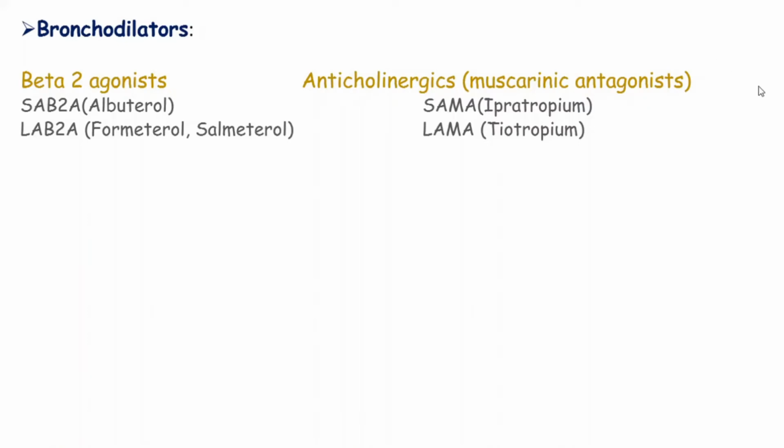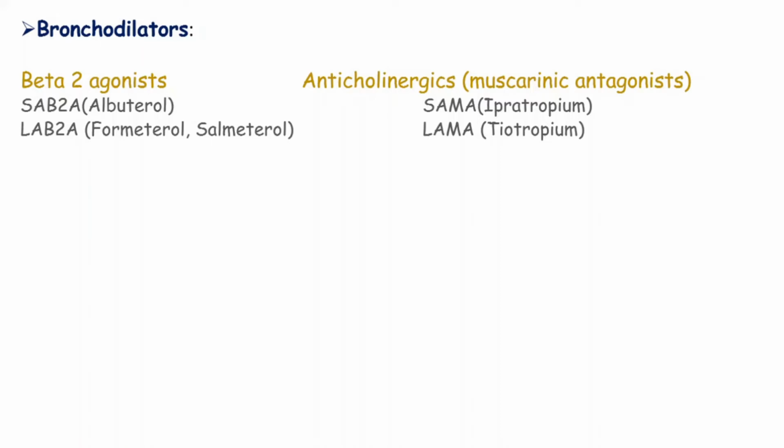Let's dive into a few details here. The two groups of bronchodilators used are beta-2 agonists and anticholinergics. Anticholinergics are also referred to as muscarinic antagonists. They are short-acting or long-acting. So we can in a short form call them SABA, LABA for beta-2 agonists, SAMA, LAMA for anticholinergics.